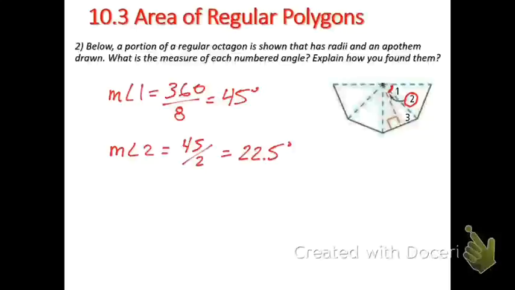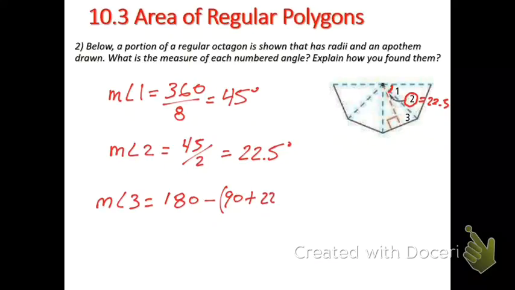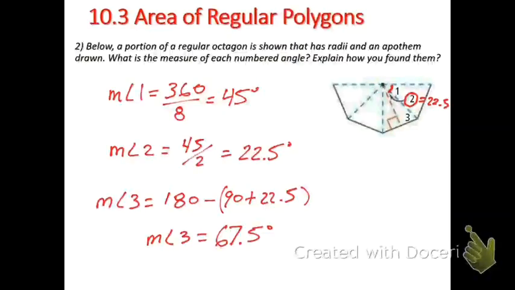And then last but not least, we've got our 22.5 degrees. We've got our right angle, and we're looking for angle 3. So to find angle 3, we're going to take 180 minus the 2 angles we know. So that's 90 and 22.5. So that means the measure of angle 3 is equal to 67.5. And so now that we know the angle measures, if we wanted to, we could start finding side lengths if they gave us some side lengths to work with.